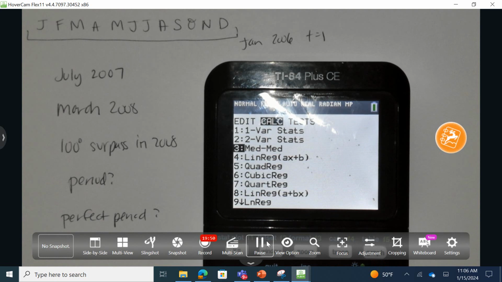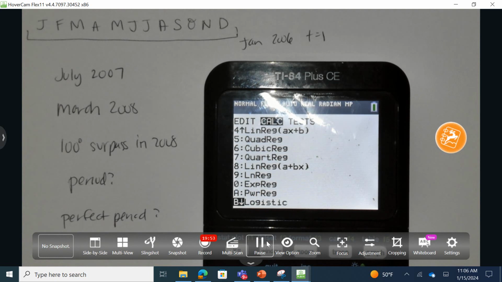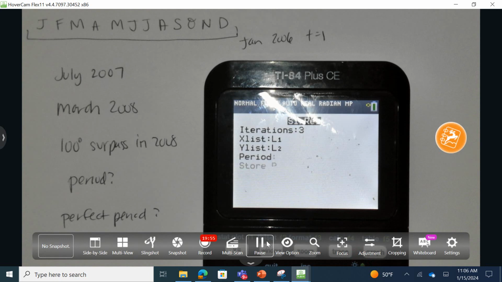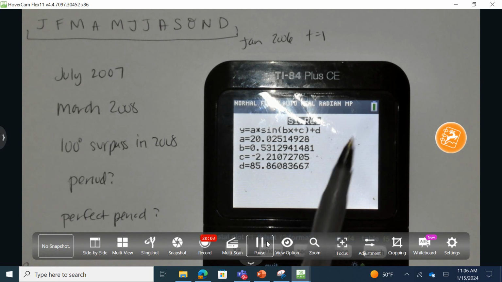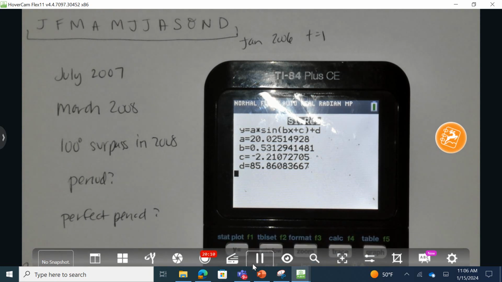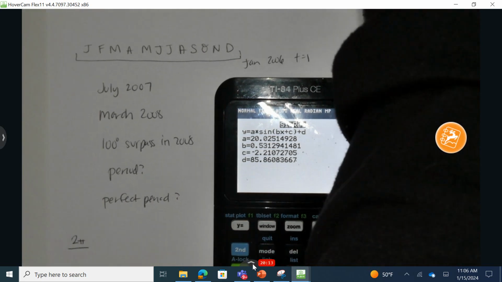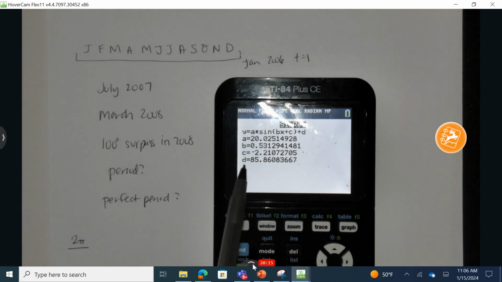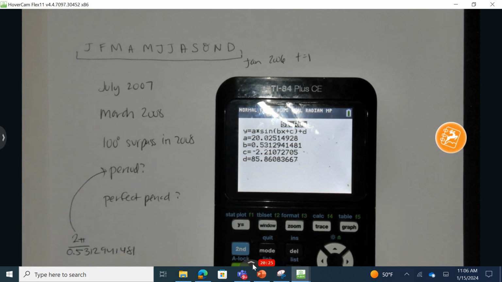So we're going to go stat, calculate, and go down here. Now, I wrote down the question, so I know that one of the questions talks about what is the period. And since this is a sine function, we can take 2 pi and divide it by the value in front of the x, which is this value. So I'm just going to write this down at this time. If I move this down, I can zoom out here so you can see. The value in front of the x here is 0.5312941481. That's going to come into play when I do step 4.